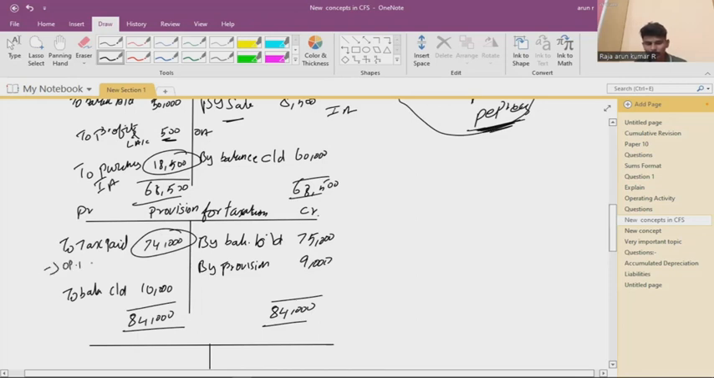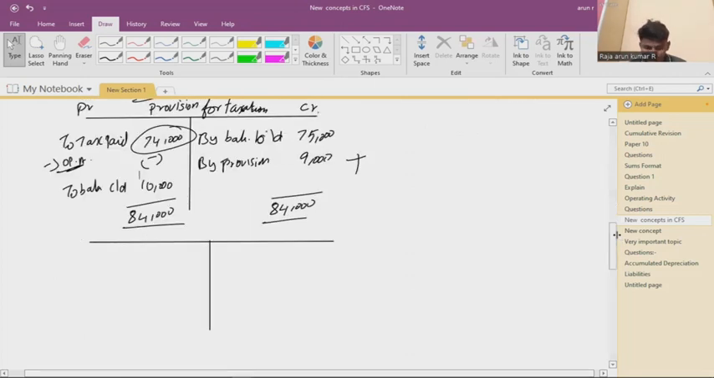We see in the operating activity how it will be reduced and how we post it in the operating activity sum. This also comes in the operating activity. We add it or deduct it from the net profit in the different steps. We will also see that.